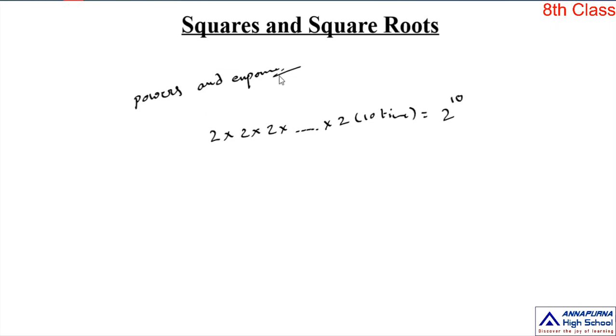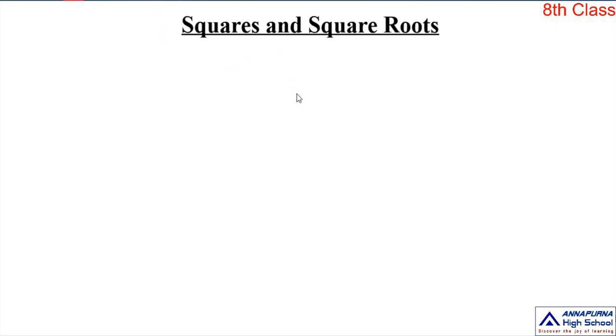So what is the relation between powers and exponents and squares? There is one relation. If you multiply any number 2 times, for example here I am multiplying 4 two times, 4 into 4, what is the result? It is equal to 16. Like 8 into 8 is 64, like 2 into 2 is 4.